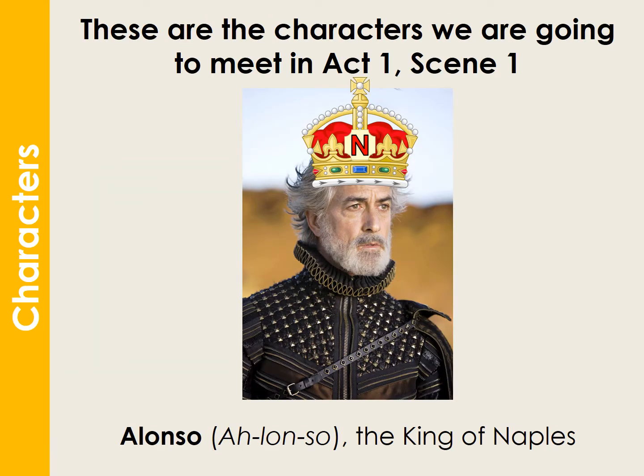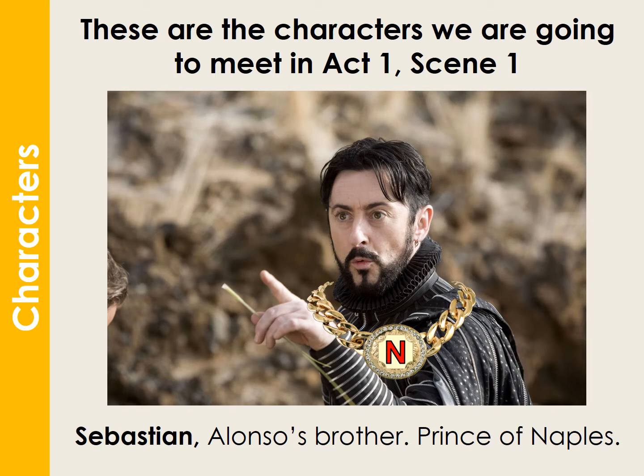Before we start watching and reading the play, it's really useful to have a quick rundown of the characters we're going to meet in each scene. There are a lot of characters in The Tempest, as there always is in a Shakespeare play, but when you get used to the play, once you've read through the first few scenes, you will pick up the characters, I promise you, so don't panic about this. So, first of all, we meet Alonso. Alonso is the King of Naples. We then meet Sebastian, and Sebastian is Alonso's brother, so he is the Prince of Naples.